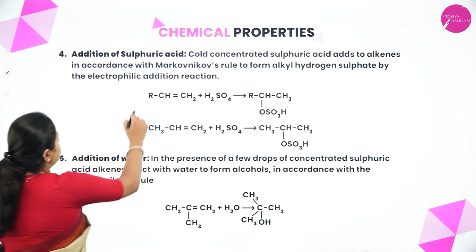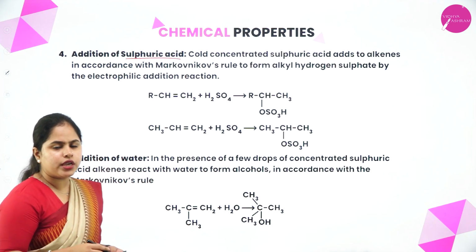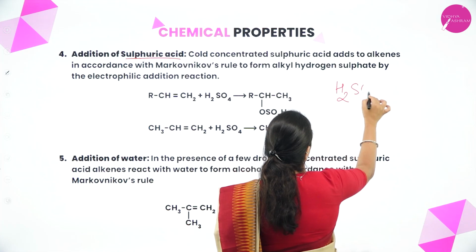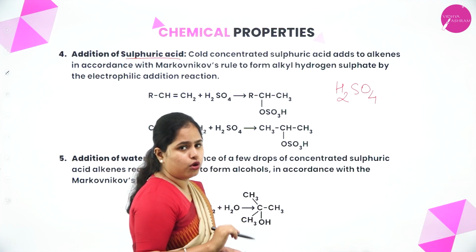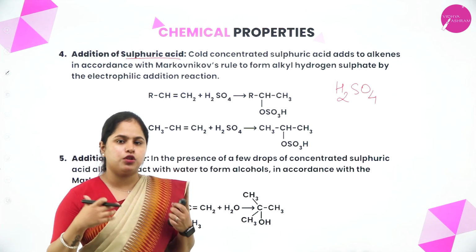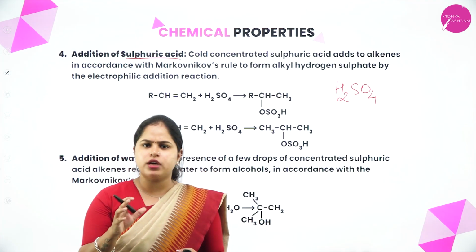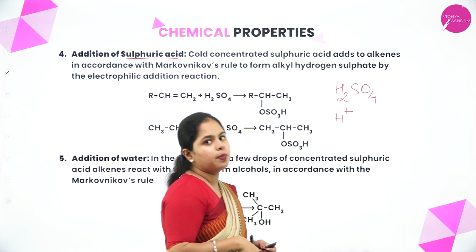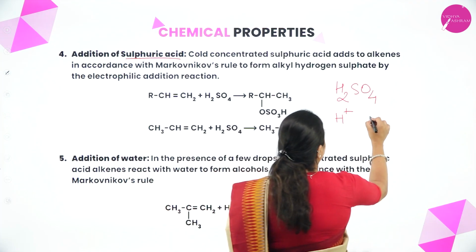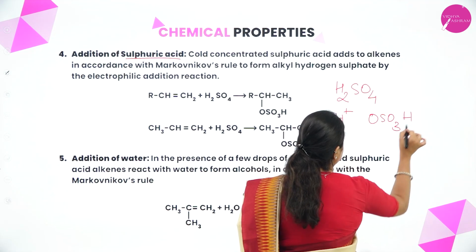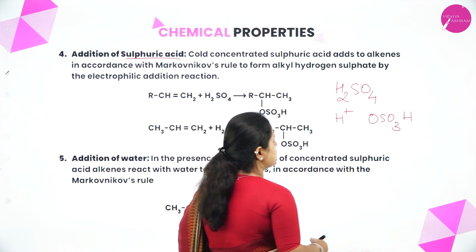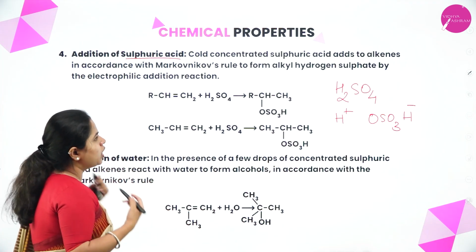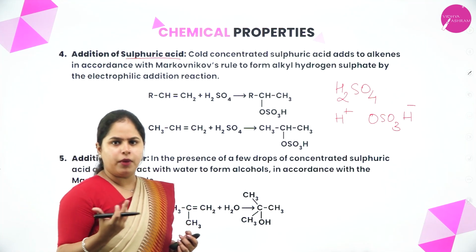Moving on to the next one, that is addition of sulfuric acid. Addition of sulfuric acid also follows Markovnikov rule. So you know what sulfuric acid is: H2SO4. Now in this H2SO4, according to Markovnikov rule, you should know the negative part will get attached to the carbon having the lesser number of hydrogen atoms. In H2SO4, H plus is the positively charged cation and OSO3H, that is HSO4 minus, which you can also write as HSO4 minus, is the negative part of the reagent. So it follows the same rule as Markovnikov rule.